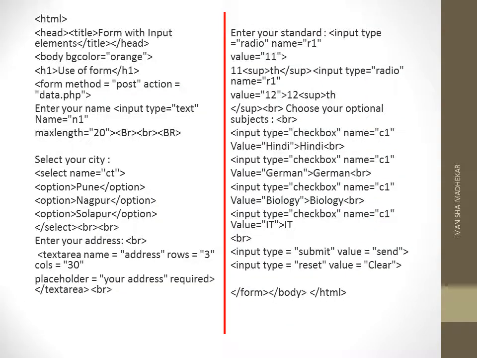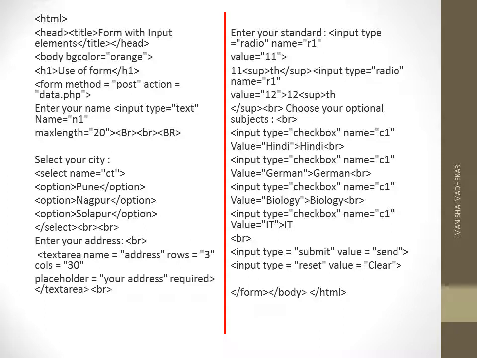Now this is the code for the previous output. HTML, head, title, form with input elements. Here we are using body bgcolor. So we are using the bgcolor attribute for the body tag and the value is orange. Then h1, that is the use of form method, where we are using method as post, and action is equal to data.php, which will submit your value to this particular destination.